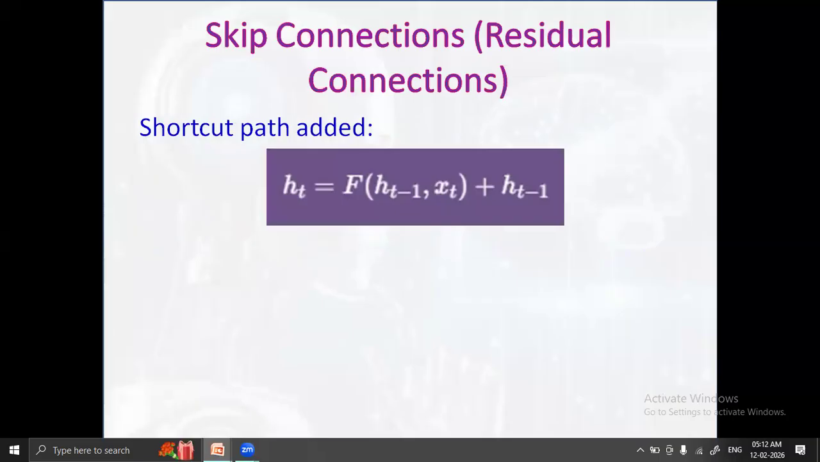What are skip connections? Skip connections, also called residual connections, introduce direct pathways that allow information to bypass intermediate transformations. Instead of relying only on sequential updates, the model adds the previous hidden state directly to the current transformation. This design creates shorter paths for gradients to travel during training, reducing the risk of vanishing gradients and improving convergence in deep networks. It is given by ht = f(h(t-1), xt) + h(t-1).